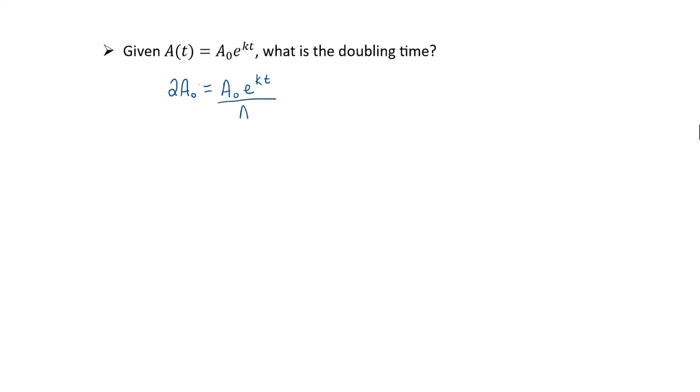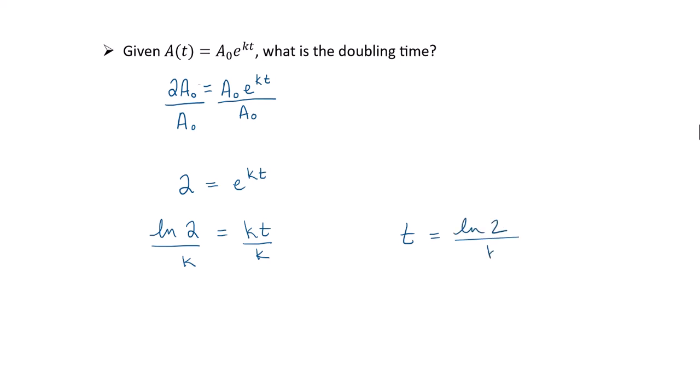If I divide both sides by A sub 0, this will be 2 equals e to the kt. Then I can put this into log form. The natural log of 2 is equal to kt. Now, dividing both sides by k, I can see that the doubling time, t, is equal to the natural log of 2 divided by the constant of growth.